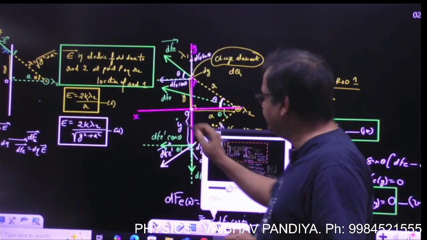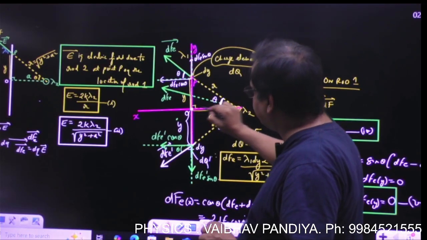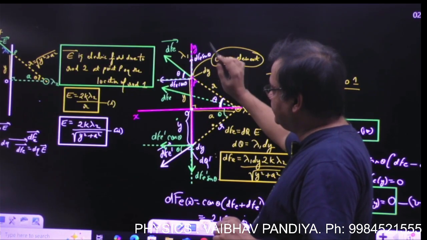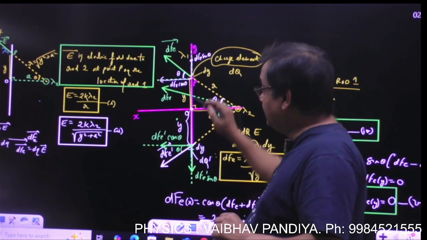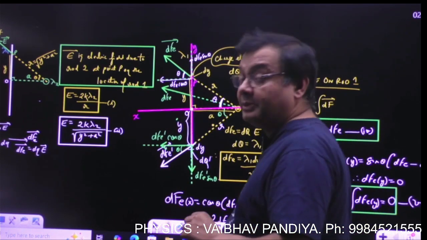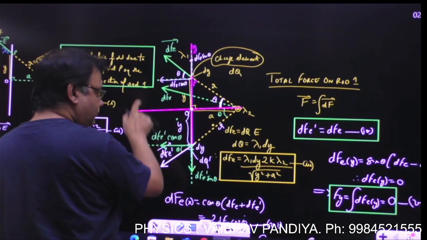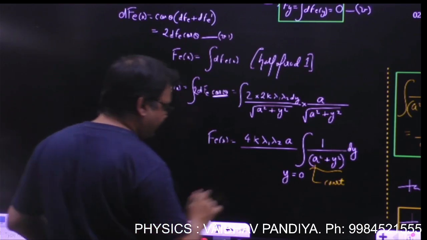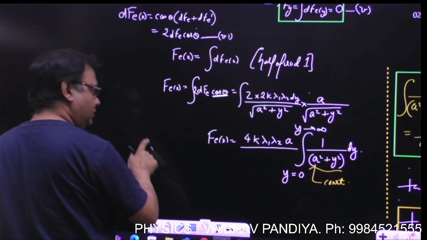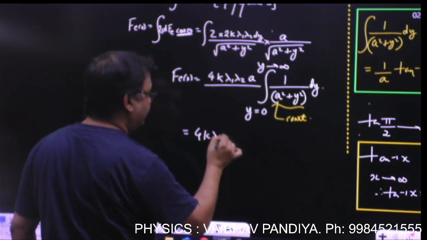If you see, the value of y is beginning from which point? y is beginning from point O, that is the foot of the perpendicular from lambda 2. So for this point y will be 0, as you go above y will be positive, as you go below y will be negative, correct? And if you go to the end point above, y will approach infinity, in the bottom point y will approach minus infinity. But since we are integrating half of the rod, y will run from 0 to infinity. So I have 4k lambda 1 lambda 2 a.